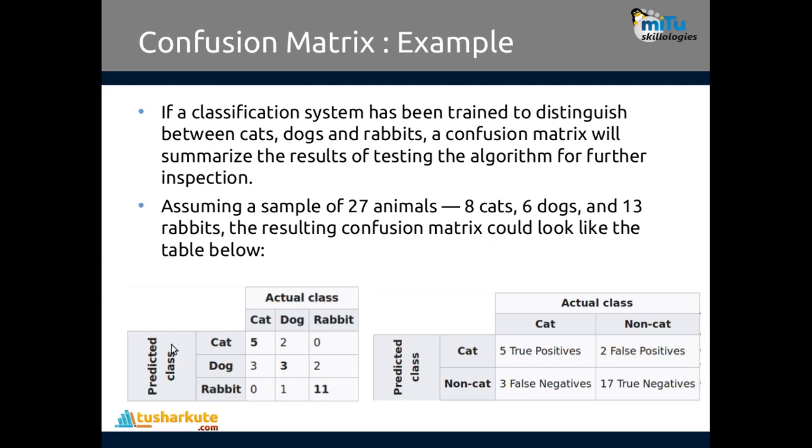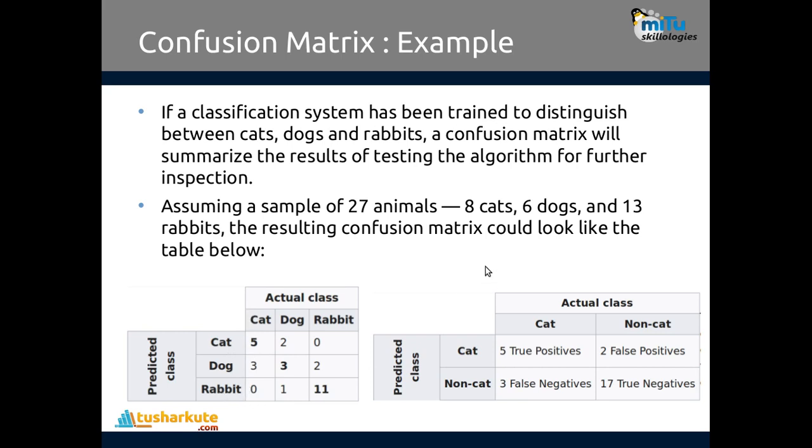See this. This is the predicted class and this is the actual class. For example, in the actual data set, a total of 8 cats are there. Out of 8 cats, 5 cats are predicted as cat, but 3 cats are predicted as dog by the algorithm, and 0 cats as rabbit.